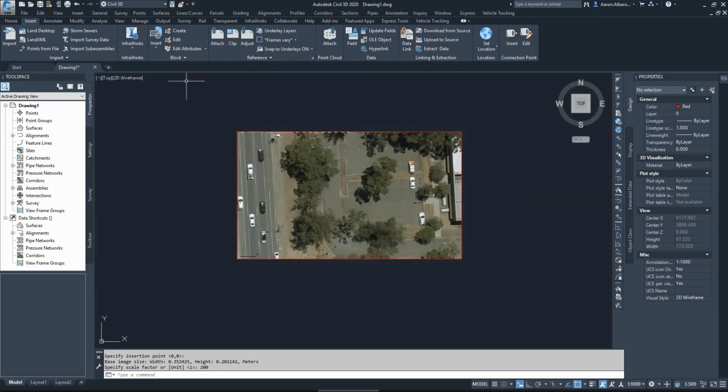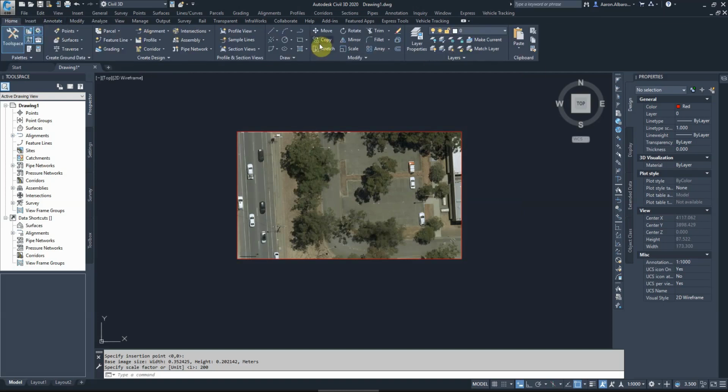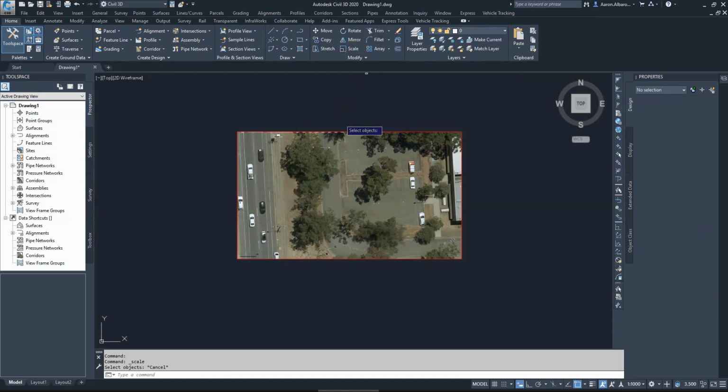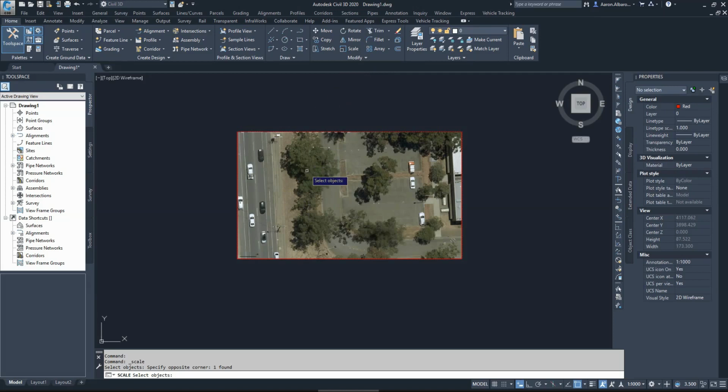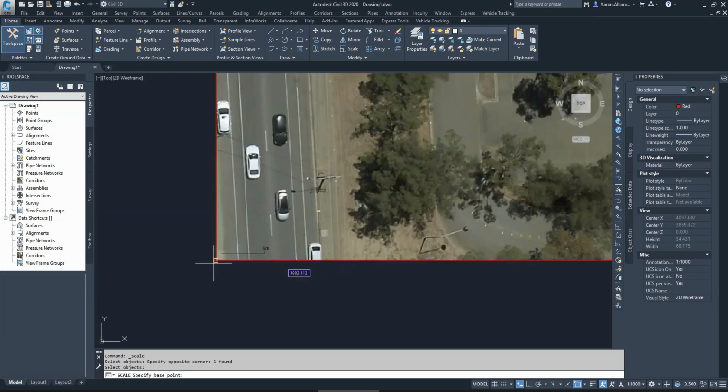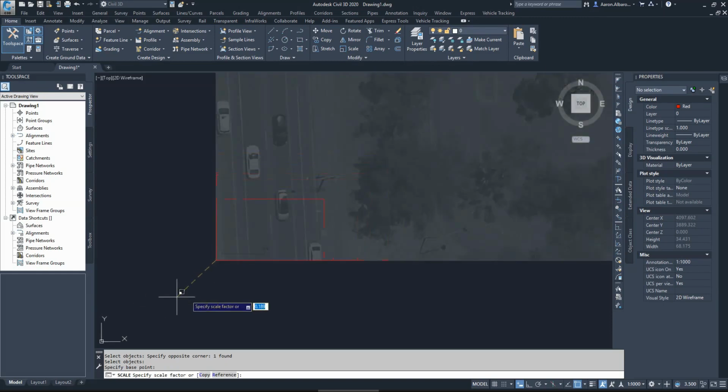Now this is where we do exactly the same thing. So we'll go to home, scale, scale this item, select the object, enter, asking me what's your base point. I can scale from any point, doesn't matter. How much is your scaling factor?